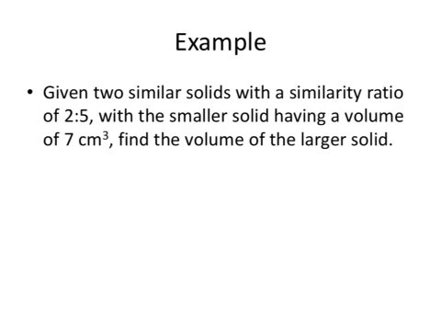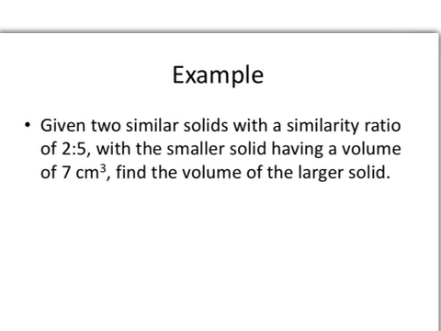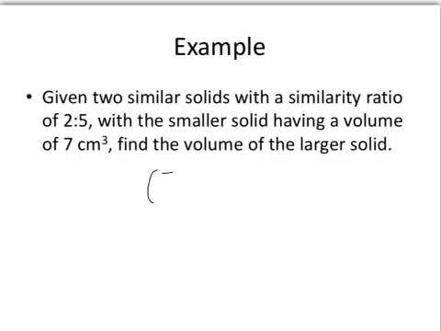So here's a different example. Given two similar solids with a similarity ratio of 2 to 5, with the smaller solid having a volume of 7 centimeters cubed, find the volume of the larger solid. So my similarity ratio is 2 to 5, right? So going from the smaller to the larger would have me multiplying by 5/2 cubed, right? So smaller solid, 7 centimeters cubed, times 5/2 cubed should equal the volume of the larger solid. So this will be 7 times 125/8.